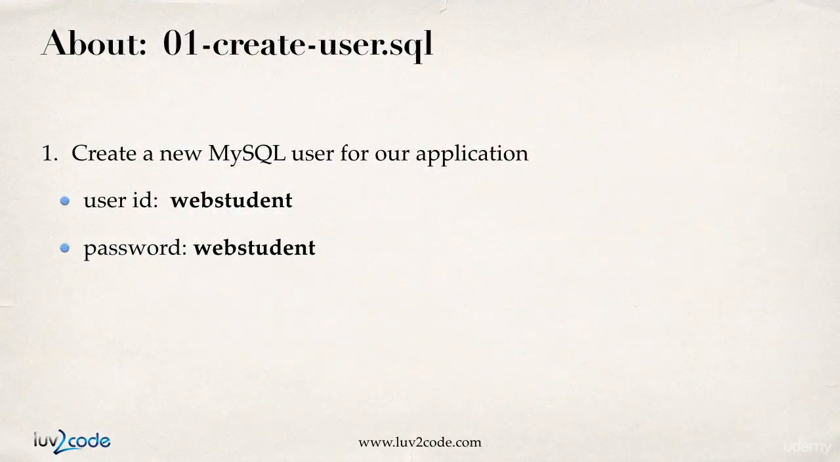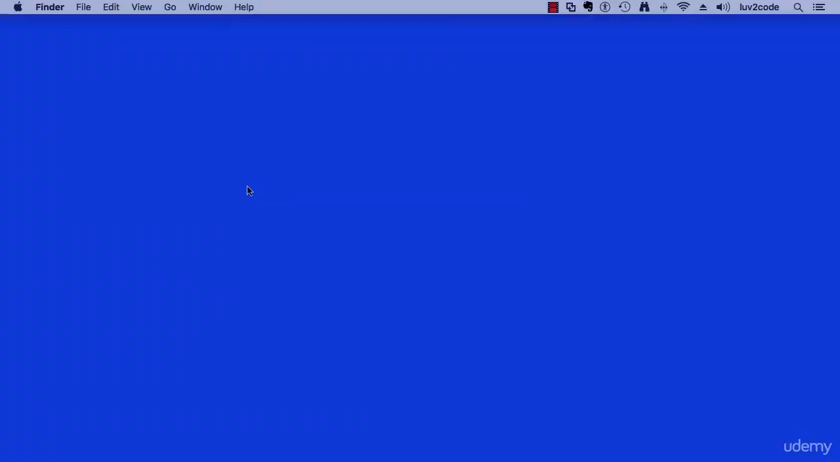All right, so let's go ahead and take a look at our first script. It's basically going to create a new MySQL user for our application. The user is going to have a user ID of web student, and it'll also have a password of web student. All right, so let's go ahead and move into MySQL Workbench and run this script.